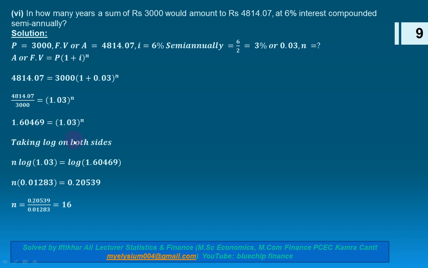After that we just take the log on both sides, N log of 1.03 equals to log of 1.60469. After taking the log and division, N will be 16. So it is the case of semi-annual. We can say that there are 16 semi-annual payments.